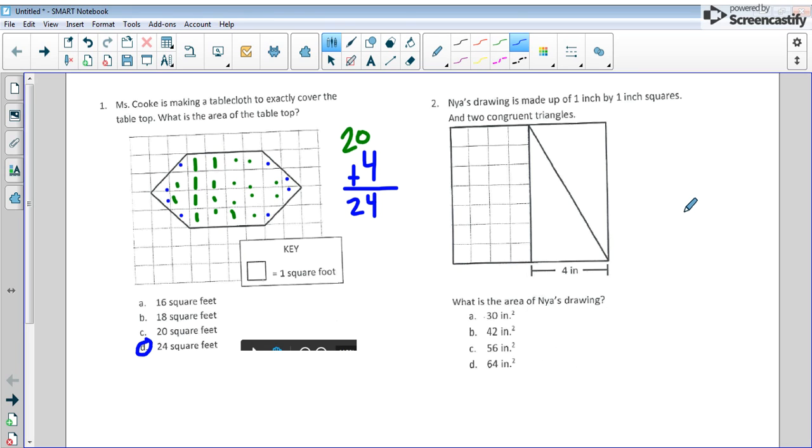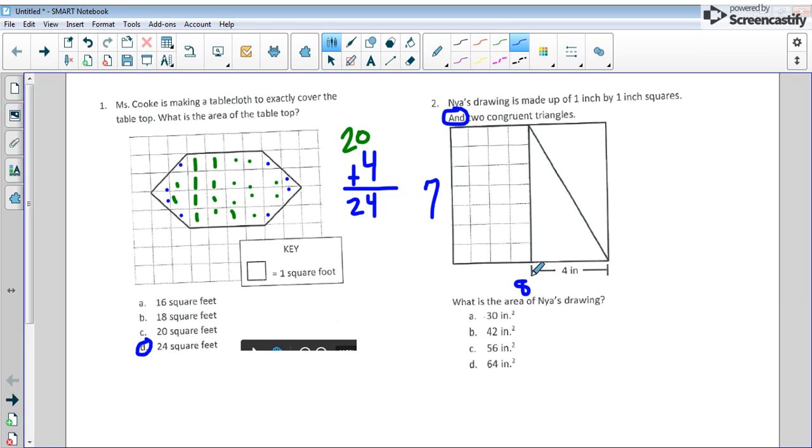All right, let's take a look at number 2. Naya's drawing is made up of 1 inch by 1 inch squares and 2 congruent triangles. So there's several ways I could do this. I could count down here because the entire figure is her drawing. So I could say, 1, 2, 3, 4, 5, 6, 7. This is a 7. This is 4. This is 4. So this is 8. So this is a 7 by 8 figure.